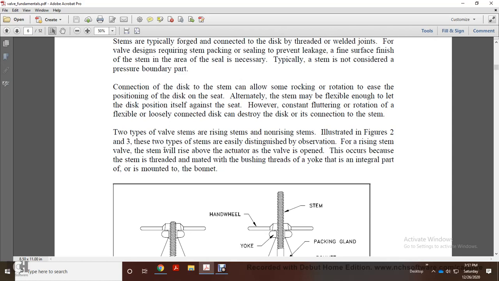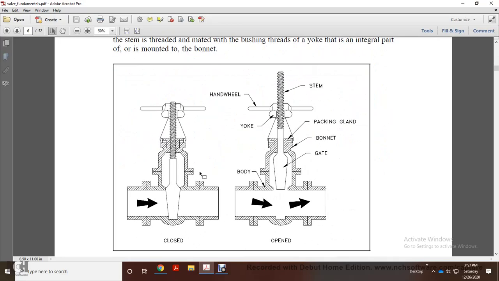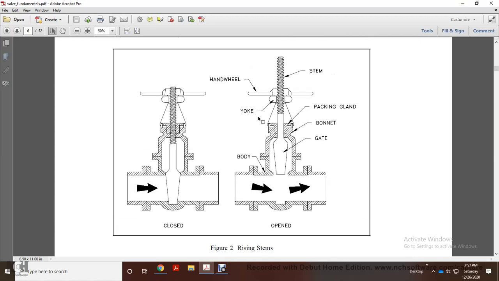The rising stem will rise above the actuator as the valve is opened. This occurs because the stem is threaded and mated with bushing threads in the yoke, which is an integral part of, or is mounted to, the bonnet. This shows the closed and open positions with the stem, handwheel, yoke, packing, gland, bonnet, gate, and body, as it moves up the yoke. That's Figure 2, your rising stem.